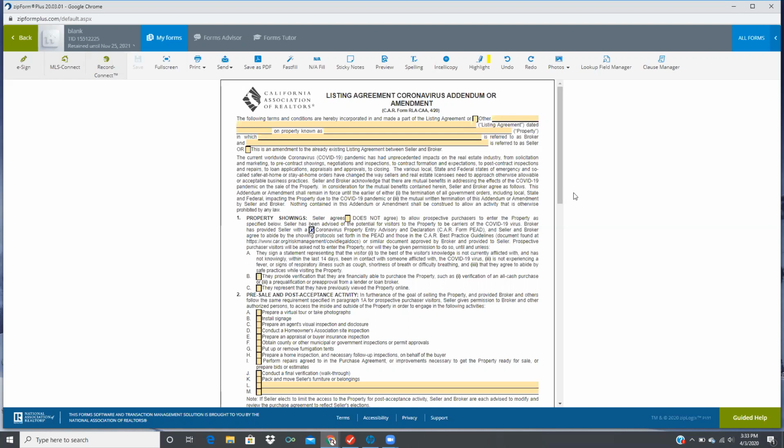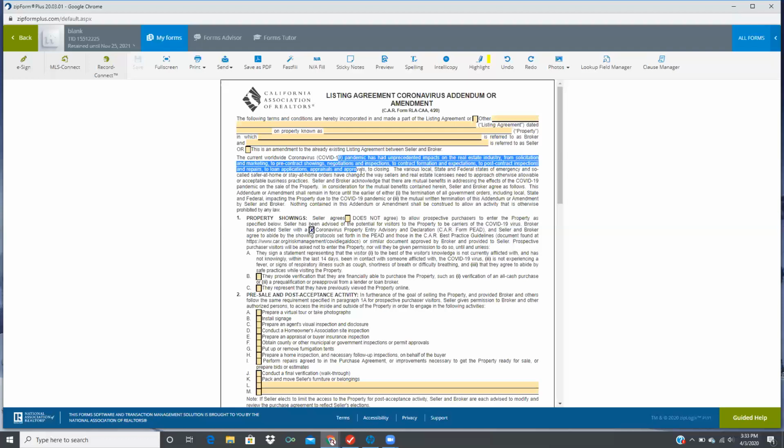The four forms I got added is the RLA-CAA, the PEAD, the NUCC, and the CVA, which we had previously. First, we'll start off with the RLA-CAA, which is an addendum to the listing agreement. So you can add this into an already existing listing agreement, or if you're taking a new listing, definitely get this one signed as well.